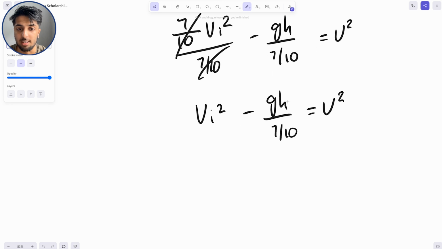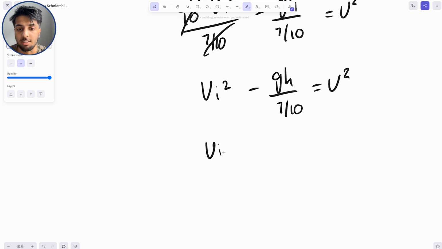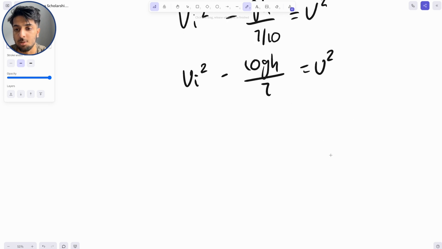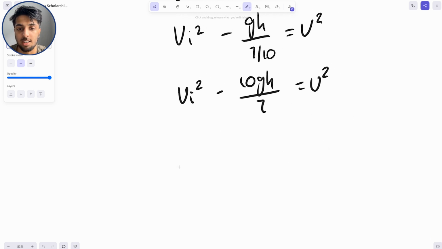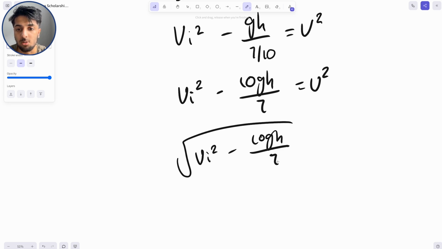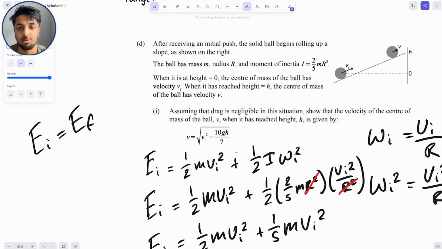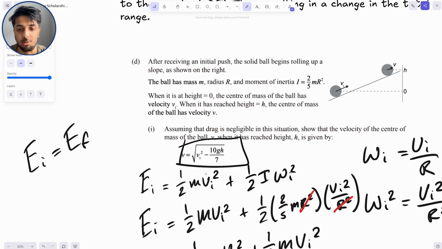Now simplifying this, we get Vi squared minus 10GH all over 7 is equal to our V squared, and then square rooting both sides, we get the square root of (Vi squared minus 10GH all over 7) is equal to our V, and that is the final equation that we are trying to find.